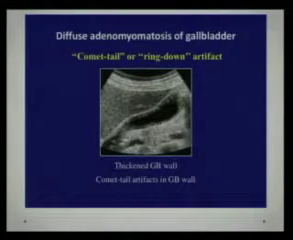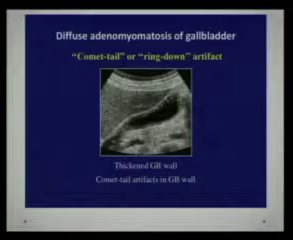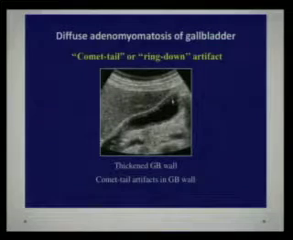This is the comet tail or the ring down artifact that all of us have seen. What is it usually associated with? They say usually the anterior gallbladder wall is thickened, and you see multiple echogenic foci, some of which will show you this triangular shaped or ring down artifact, also known as the comet tail artifact. When you see this, that is a very convincing sign that this is not a stone, this is not a polyp, this is just adenomyomatosis of the gallbladder.